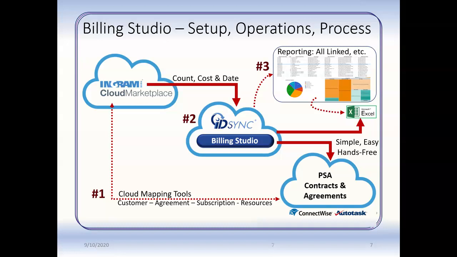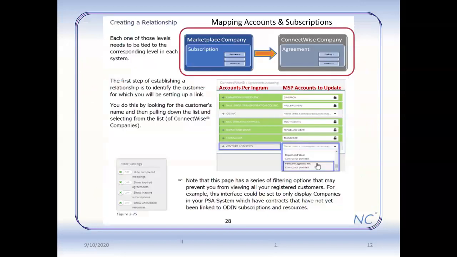So they still get reports, they still have notifications. It's a very simple process. In the old case, we were mapping a marketplace company to, say, a PSA company, the subscription to an agreement. And now, instead of doing this mapping, all you're really doing is the selection. What is the data that you want to show up in your export file?